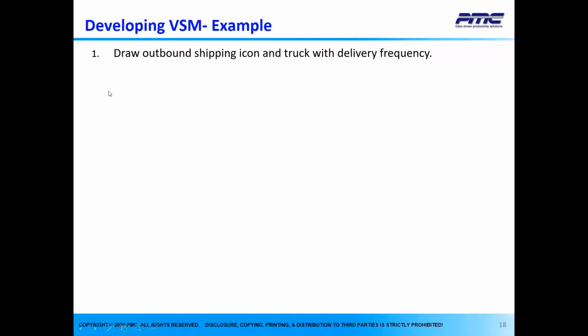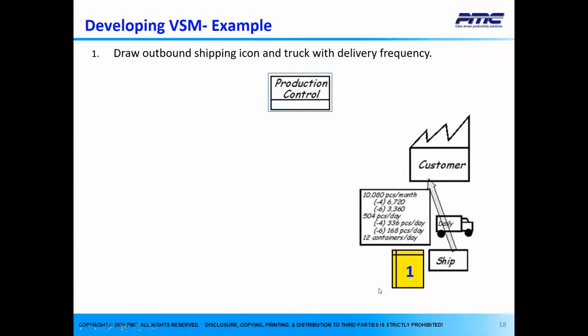Now, the first step is to draw the outbound shipping icon and a truck with delivery frequency. So that's my production control, and my first step is my shipping, a shipping icon and truck with delivery. Now, in VSM we go backward, so please keep that in mind. So we're going to ship to our customer. As you can see on the truck, it says daily.